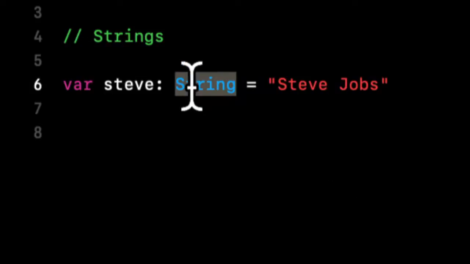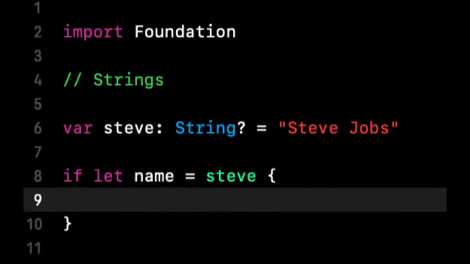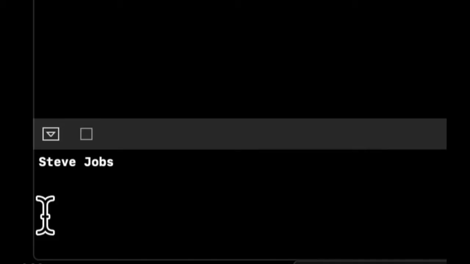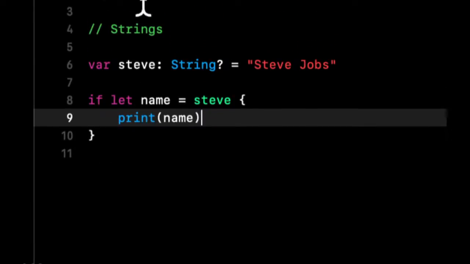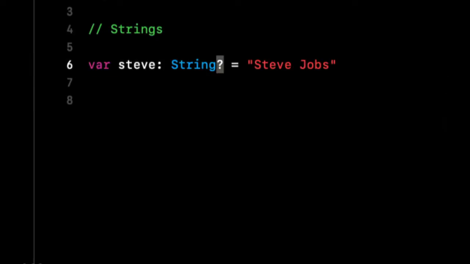Now, of course, this can be a string optional, and like anything else can be an optional, we can unwrap this and we can say if let name equals Steve, and we can print down a name, and we'll see Steve Jobs down here in just a second, like so. So that's what a string is. So now, of course, a string in practical use could be used for a variety of things. It could be used for the title of a button. It could be used for a label on the screen. It could be used for an indicator saying that something is loading. So that's basically what a string is. It could be a variable or a constant. It could be optional or non-optional.